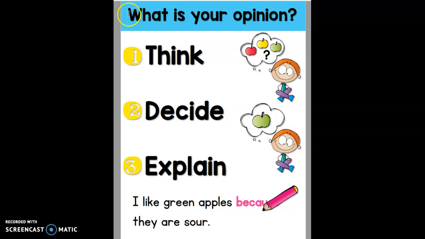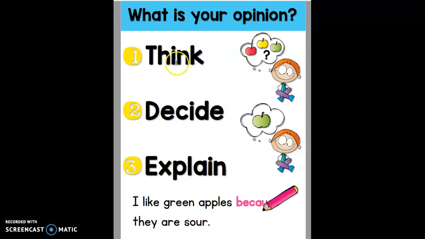First of all, when we talk about our opinion, someone says, "What is your opinion?" You're normally given some choices, and you choose one choice and you tell why it's your favorite or why you don't like it or why it's the best thing to do. Your opinion is just something you think. There's no wrong answer. So the steps to writing an opinion are first to think.